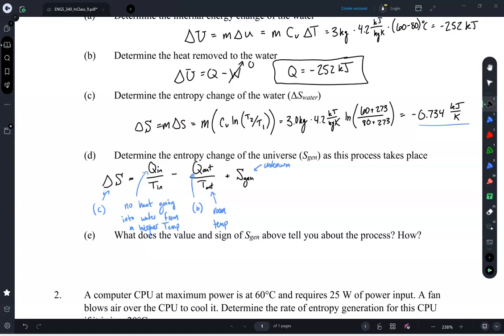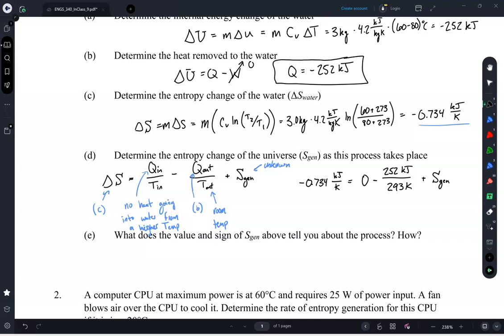All right, so let's put this all together. Our delta S, we just calculated that, negative 0.734 kilojoules per Kelvin equals 0. That's our first term because we don't have heat flowing into the system. Minus, and now we have 252 kilojoules of heat divided by our 20 degrees Celsius, or 293 Kelvin, plus S_gen.